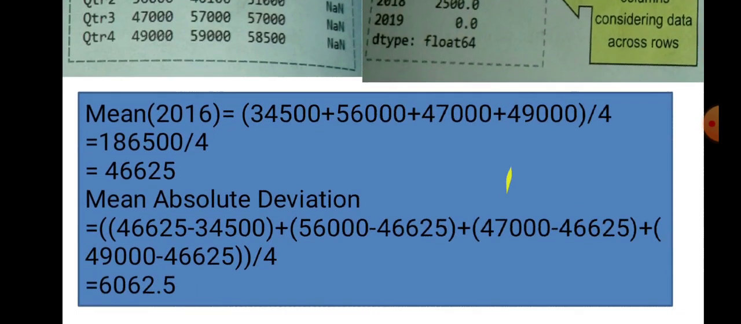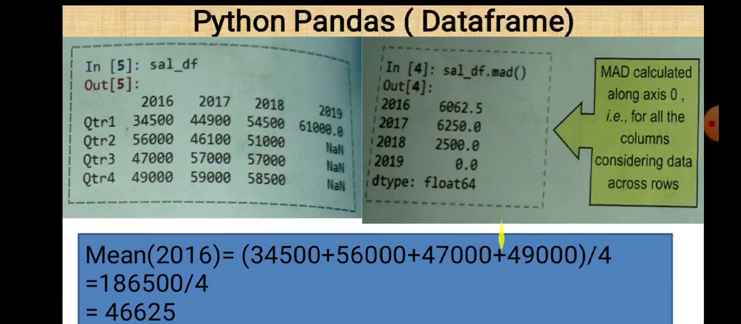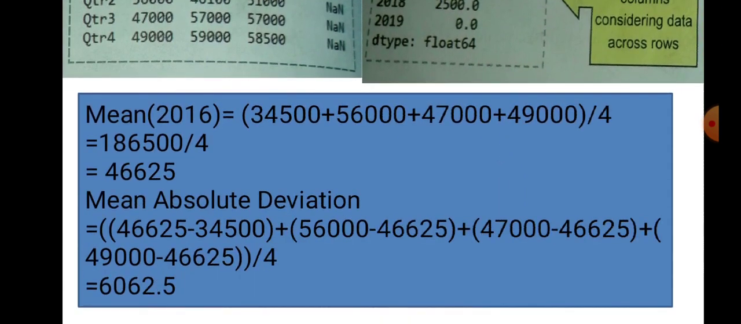Next, here is an example of how you can find out the mean absolute deviation. For 2016, first of all, the mean will be calculated. You can easily see here, mean will be calculated. Mean means there are 4 different values. So 4 different values are first of all added and divided by 4. You can easily see here that 46,625 is the answer, is the mean. And if you find out the mean absolute deviation, then subtract each value from 46,625. You get a value after that, and those values are added to each other and finally divided by 4. So you get the mean absolute deviation in that case.